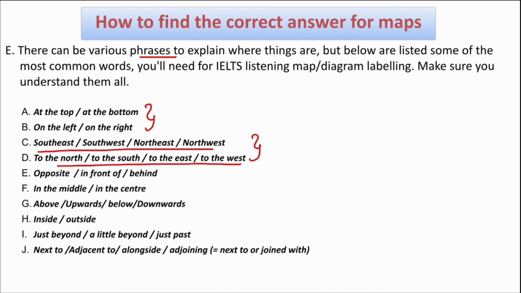Sometimes the speaker can use reference points to locate other things, then he'll use words like opposite to something or in front of something, from which you can find the answers. Then next, if he is referring to something in the neighborhood, then he will use words like next to, adjacent to, alongside, adjoining. You will find these words commonly used in your test.